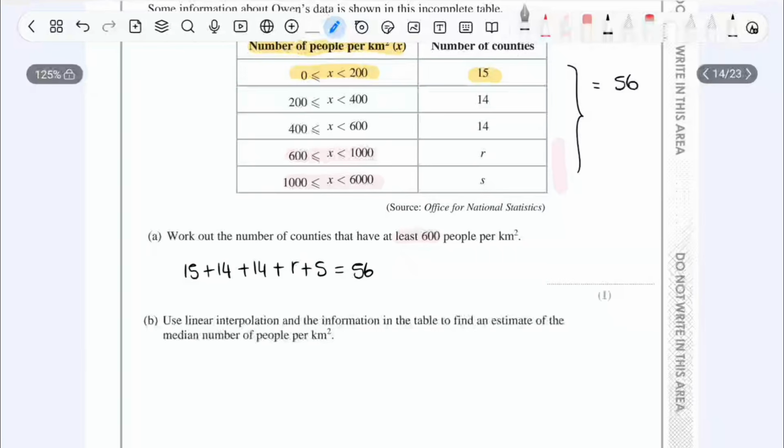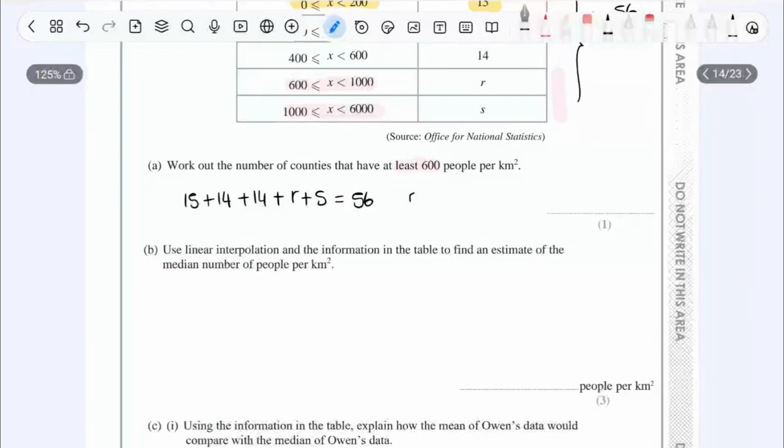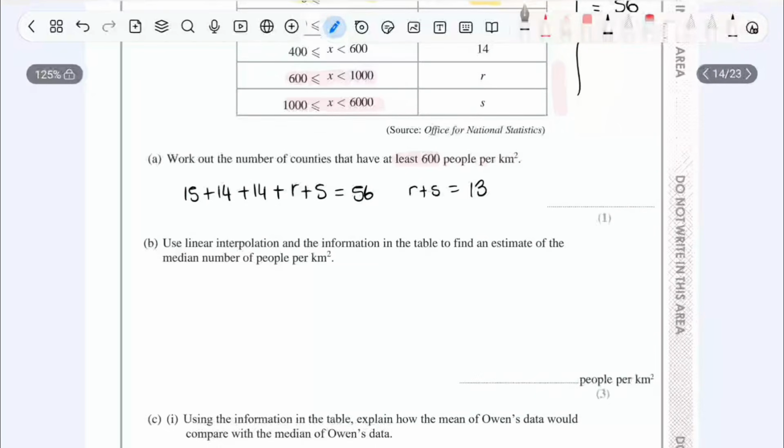Since we're only interested in R and S, we'll basically just rearrange for R and S. And doing so, we get R and S, which is 13. And since R and S is greater than 600, this will just be our final answer.